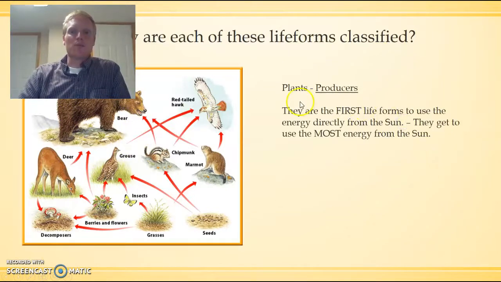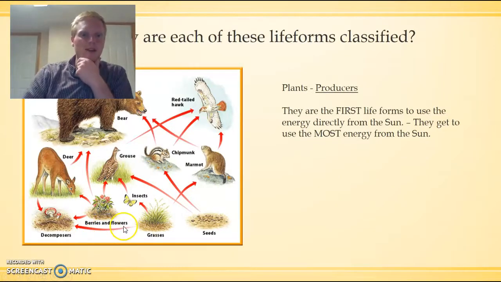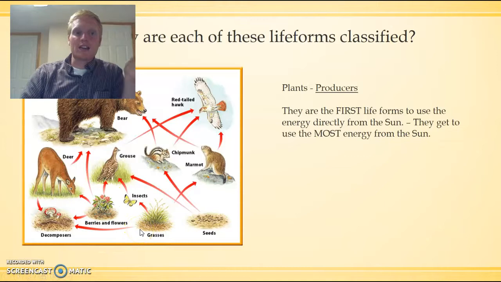So our plants are producers. They are the first life forms to use the energy directly from the sun. These guys have to wait in line to get their energy from these other sources, whereas the producers are the first to get their energy from the sun. So they get the most energy from the sun. The sun gives its energy to the berries and flowers and the insects, and 100% of that solar energy goes straight to our producers.